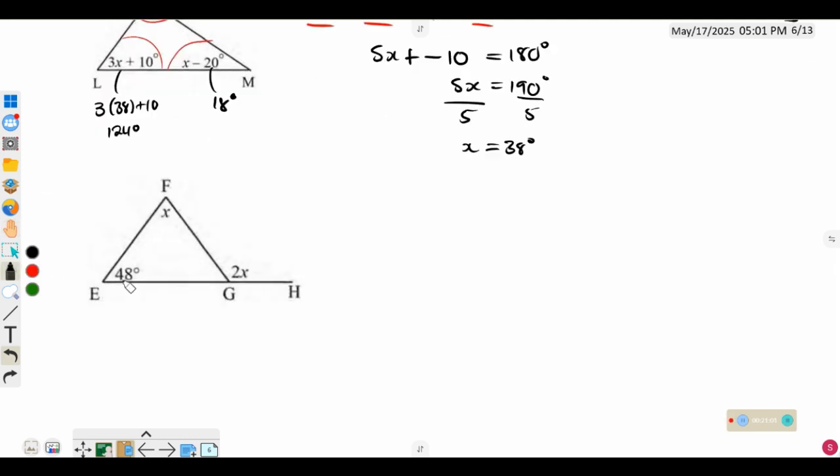Again, remember what we said. On this one, you can either go straight for the exterior angle. The exterior angle of a triangle is equal to the sum of the two interior opposite angles, which means it's going to be x plus 48 degrees, which is equal to 2x. And this would be the exterior angle of a triangle.